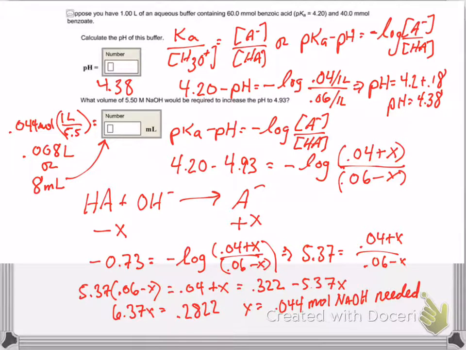So 8 milliliters of sodium hydroxide, when put into this buffer, will shift it from a 4.38 pH buffer to a 4.93 buffer. It's a very important laboratory technique, and these are the steps.